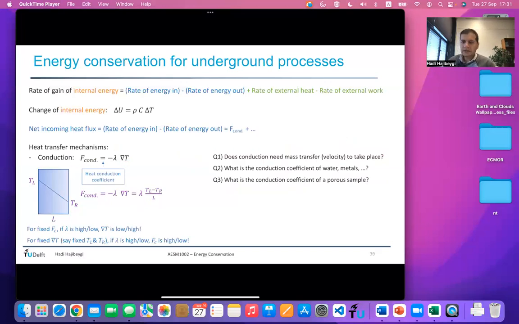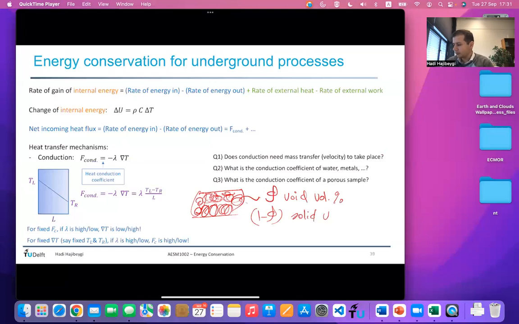There are some questions here I'm leaving for you. Does conduction need mass transfer? What is the conduction coefficient for water, for metals, for wood, for different things, for rocks? And what is the conduction coefficient for a porous system? Imagine I have a rock, a porous material, which has some grains in it and some void space. So porosity phi is the void volume percentage, and 1 minus phi is the solid volume fraction.